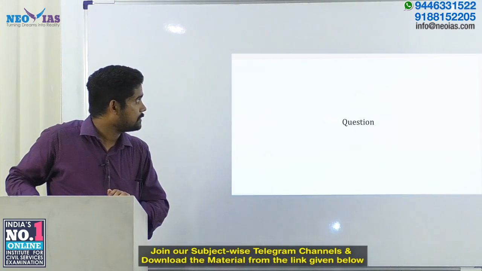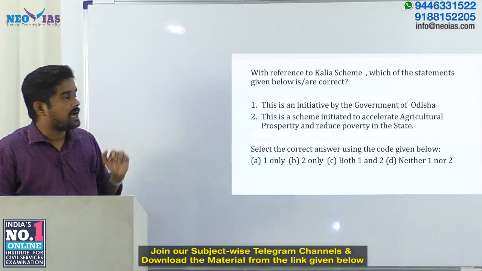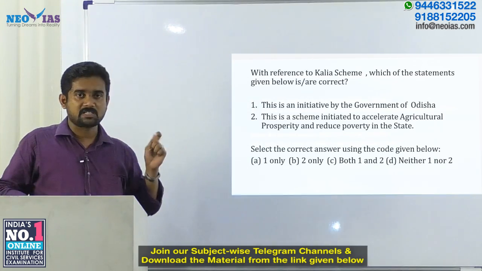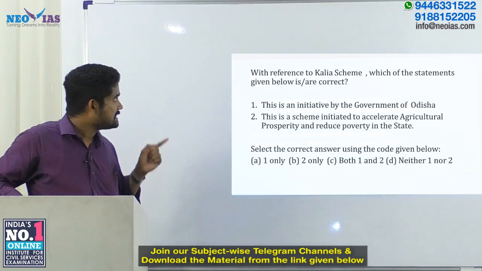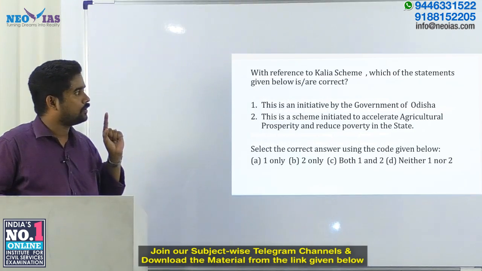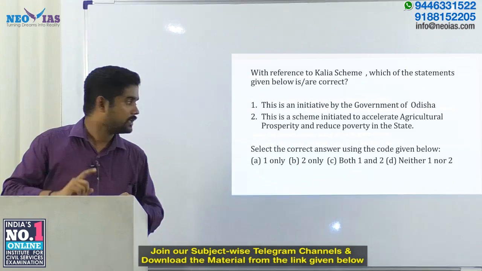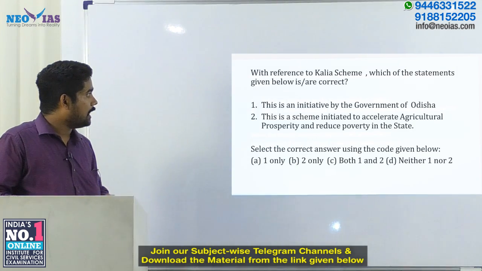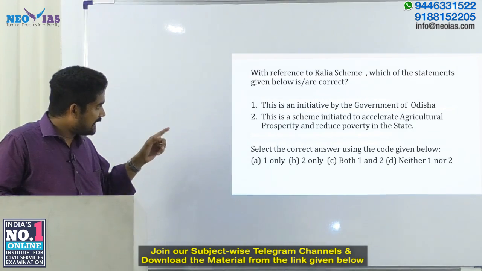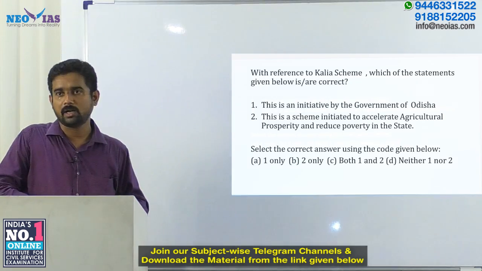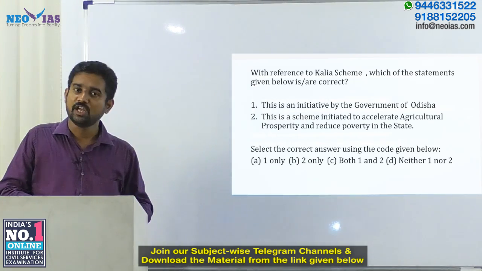We will now see a question based on this. With reference to the Kalia scheme, which of the following statements given below is or are correct? Statement 1: This is an initiative by the government of Odisha. Yes, that's what we have seen, which makes the first statement correct. First statement correct means the answer could be either A, 1 only, or C, both 1 and 2. We can eliminate option B and option D.